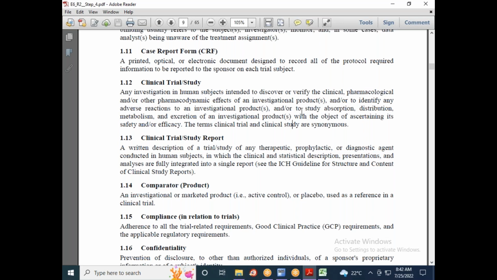Kinetic means how fast the drug enters into the body. Pharmacodynamics is what the drug does to the body, how the body responds to the drug. Kinetic energy is different from this.